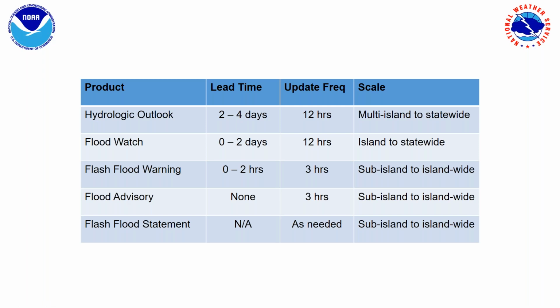But if the flooding is a threat to life and property, then it would warrant issuance of a flash flood warning. You try to get lead time, but I know it's difficult for you folks without a radar. So you do what you can, but you try to get some lead time if possible. The update cycle is the same as for the advisory. So ideally 3 hours, but if need be for you folks, it could be a little bit longer, and then you update the flash flood warning with a flash flood statement.